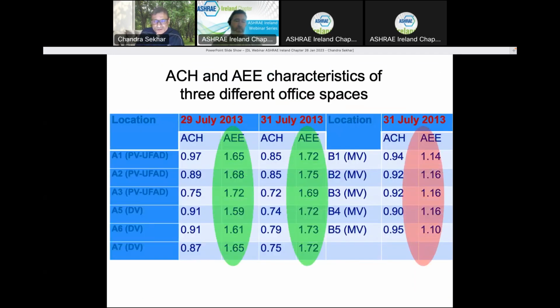I just wanted to focus on the colored rings that appeared here, the green ones and the sort of red one. The green numbers, as you can see, the air exchange effectiveness, these are for the personalized ventilation underfloor combination and the displacement ventilation stratified airflow arrangement. The effectiveness values are significantly higher than when you were looking at it with pure mixing ventilation strategy.